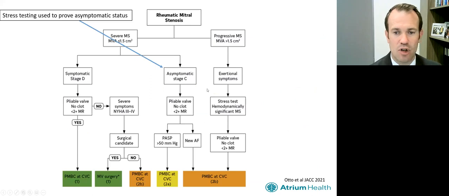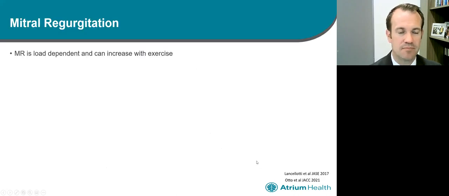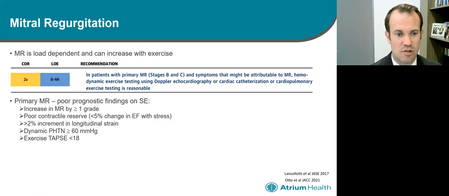So again, we're going to use the stress test to prove that the patient is asymptomatic. And if that gradient goes up significantly, we're going to consider a balloon valvuloplasty. Mitral regurgitation is very load dependent and can increase with exercise. So in patients who have primary MR, where it does not seem very severe, but they do have symptoms, we should do a stress test, or vice versa. If it seems severe and they don't have symptoms, we'll also want to do a stress test.